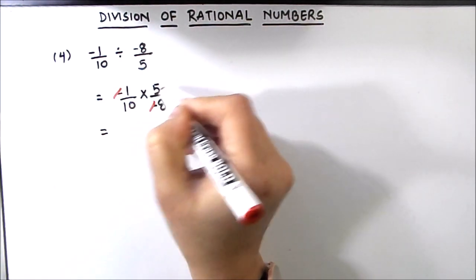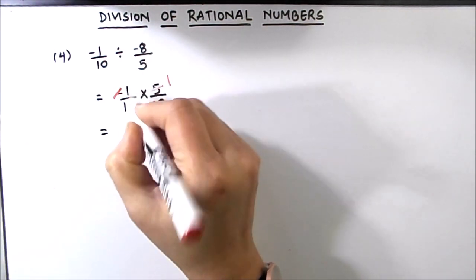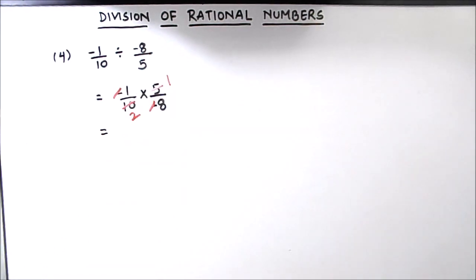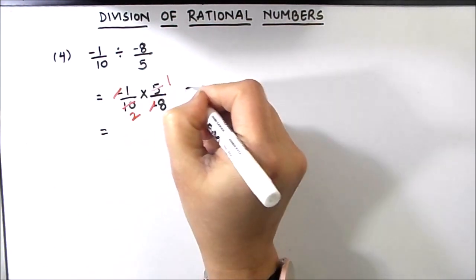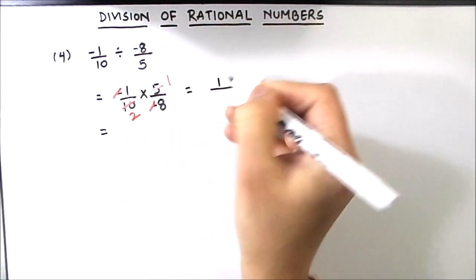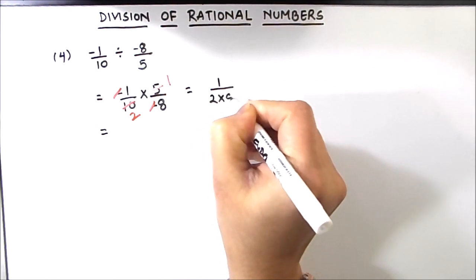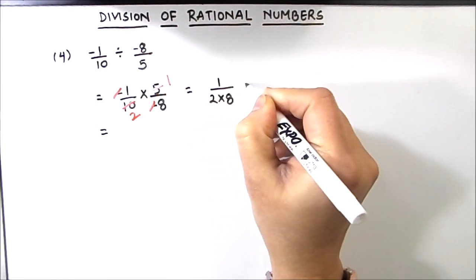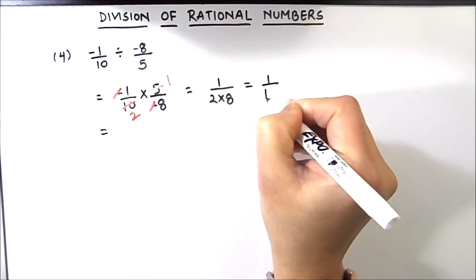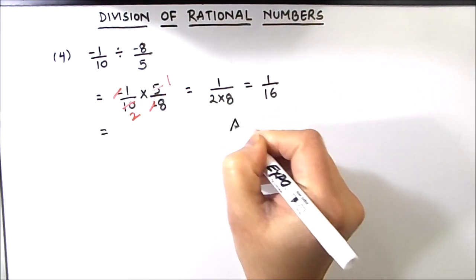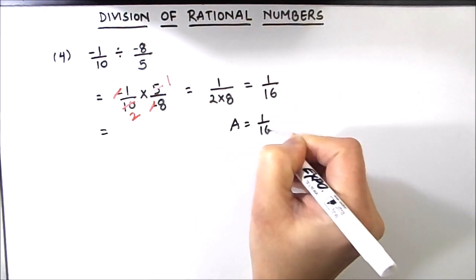And 5 and 10 have a common factor of 5. 5 times 1 and 5 times 2. So we are left with 1 in the numerator and 2 times 8 in the denominator, which is equal to 1 divided by 16. Our final answer is 1 by 16.